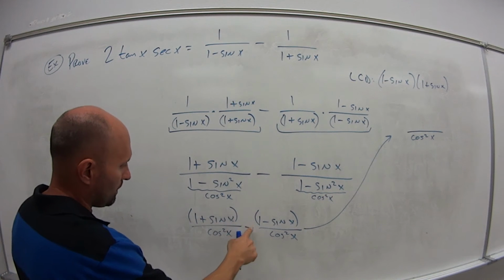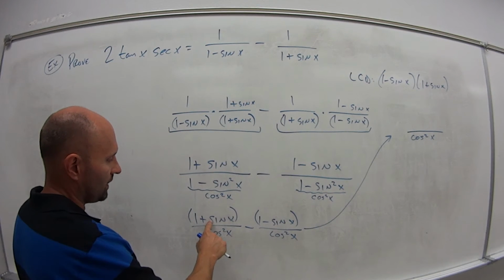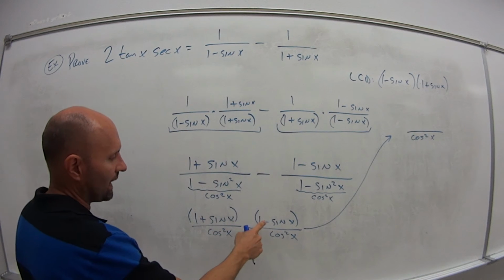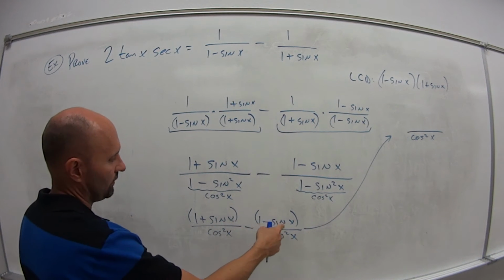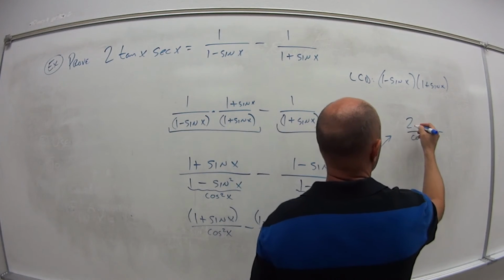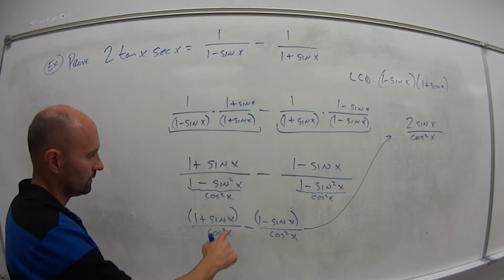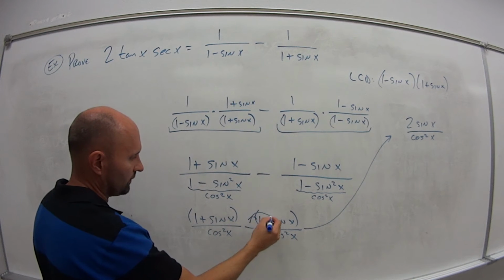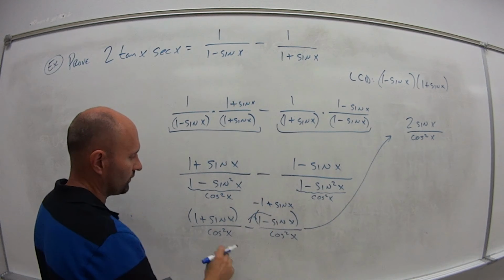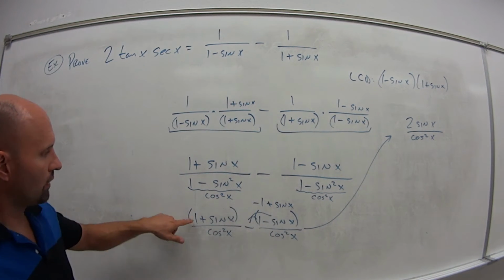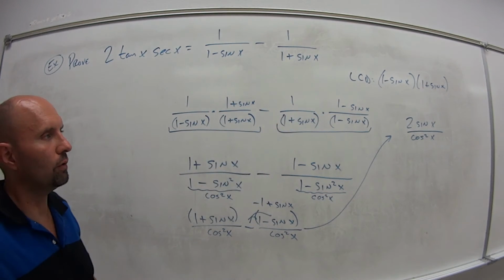So we have 1 minus 1, which is 0. And then sine of x minus a negative sine of x. So that's sine of x plus sine of x, which is 2 sine of x. Essentially all I'm doing is distributing this negative sign. So the second piece becomes minus 1 and plus sine of x. When I combine the numerators, 1 minus 1 is 0, it's gone. Sine of x plus sine of x is 2 sine of x.